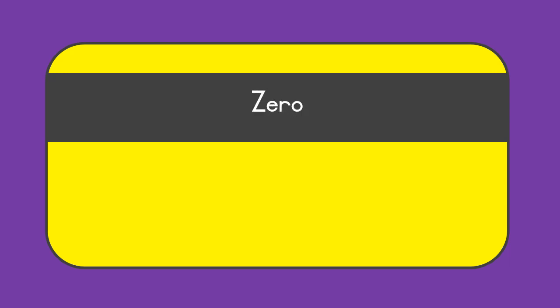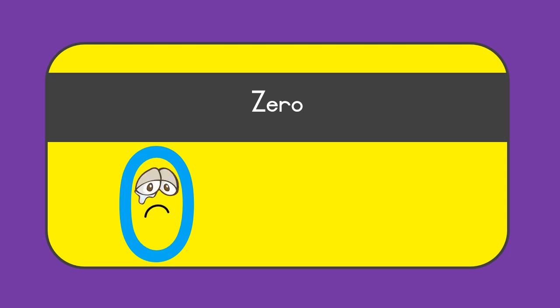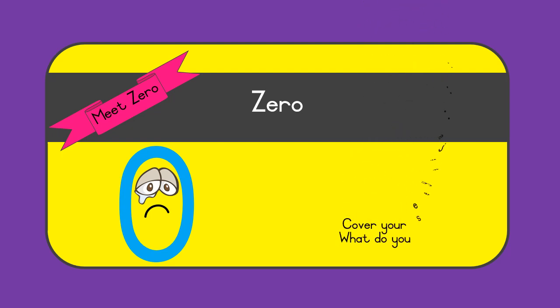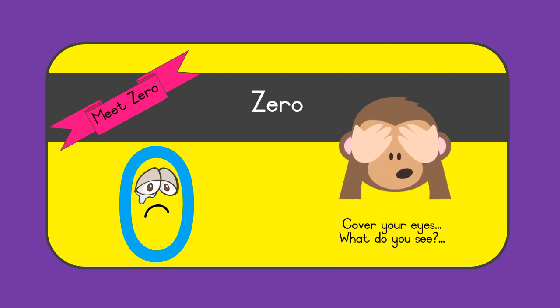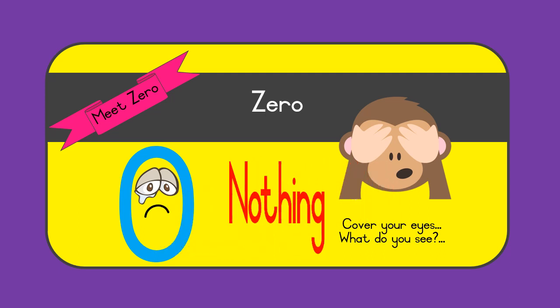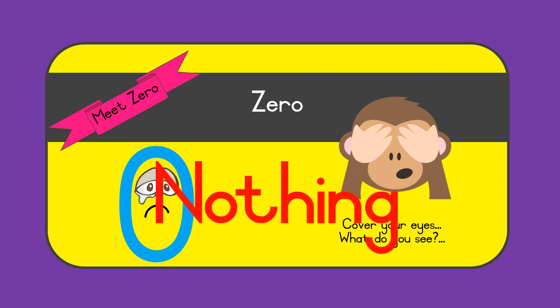And I want to introduce you to another character. But this character you will see is quite sad. But we will get into that a bit later. I first want to ask you to do something. Please cover your eyes where you are sitting. Are they covered? What do you see? Can you see anything? No, I see nothing. Now that is what zero is. Zero is nothing.